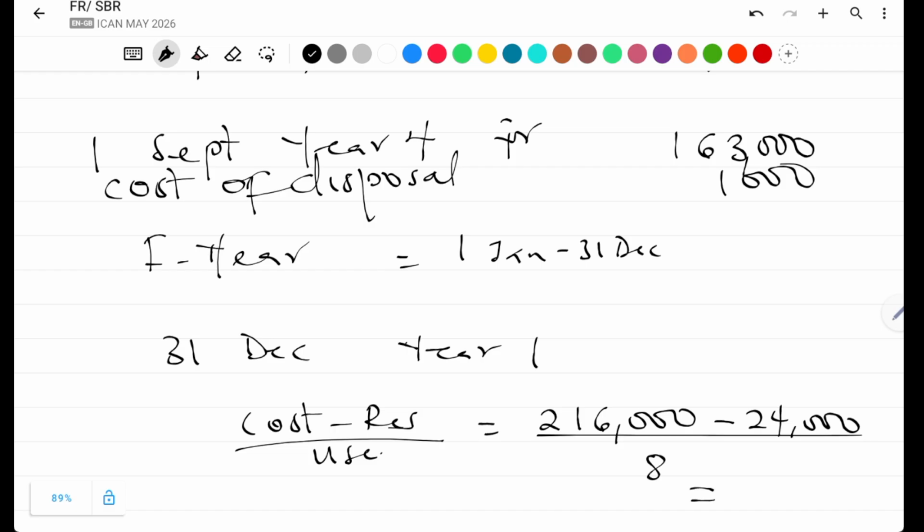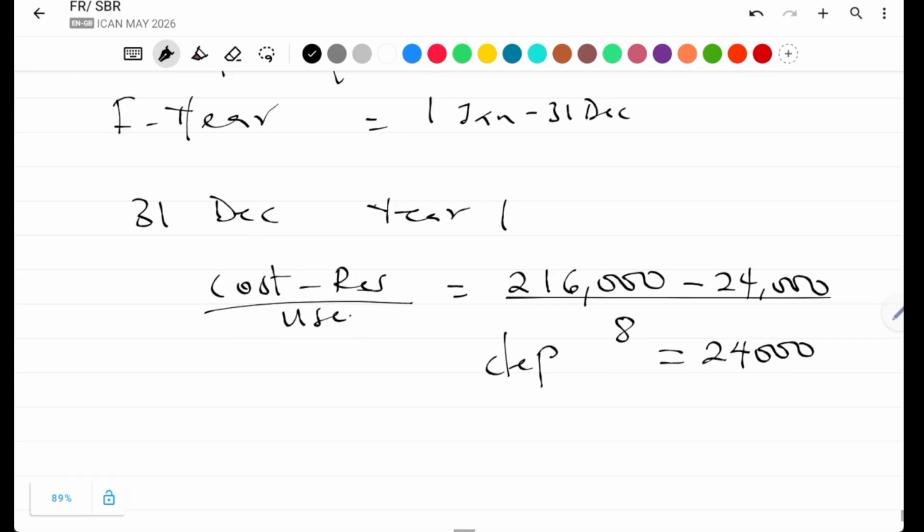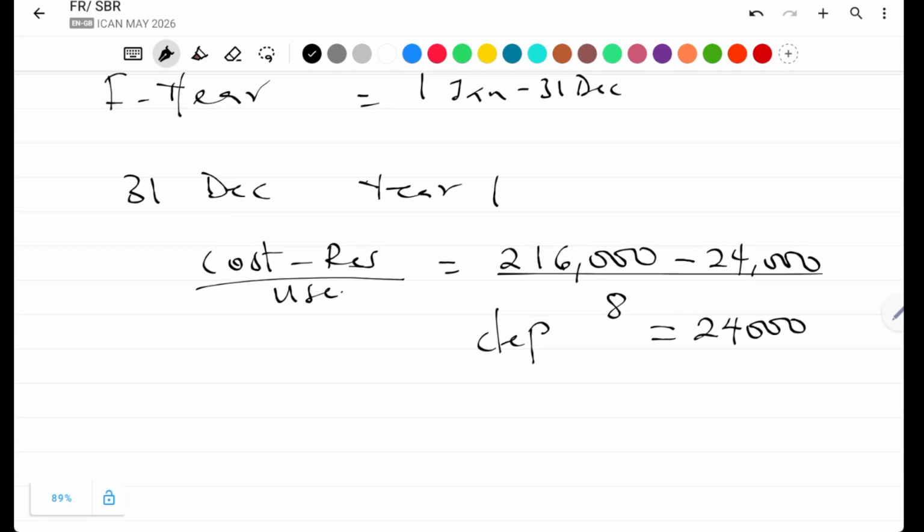So if you look at it, it's 216 minus 24, divided by 8. That's 24,000 per year. That's the depreciation. Every year you should depreciate by 24,000, for the entire 8 years. Year one, 24,000. Year two, 24,000. Year three, 24,000.